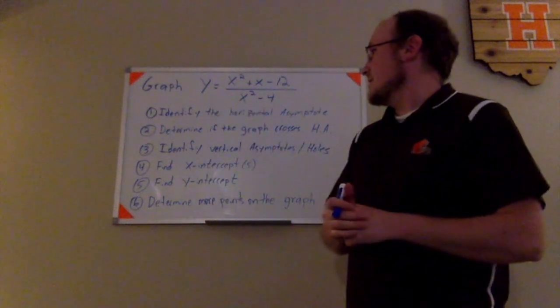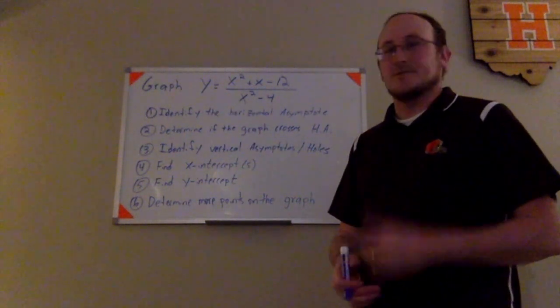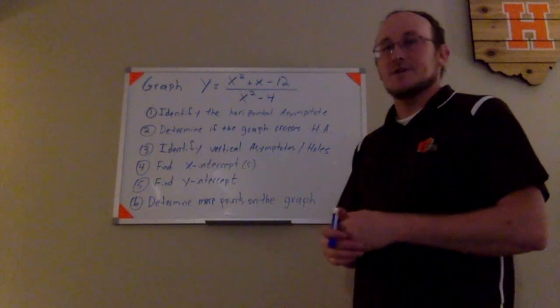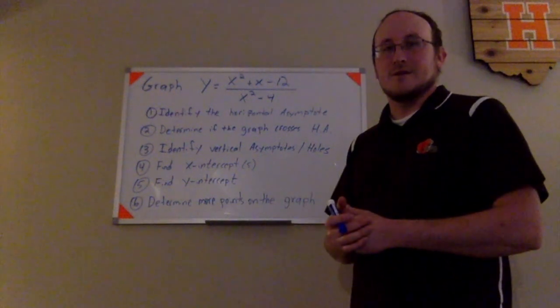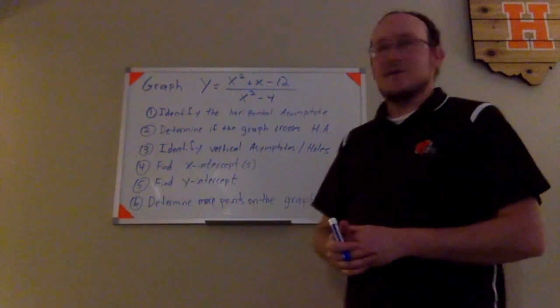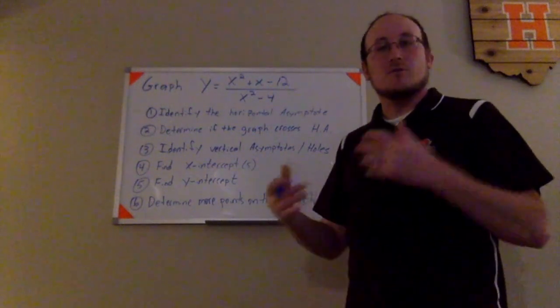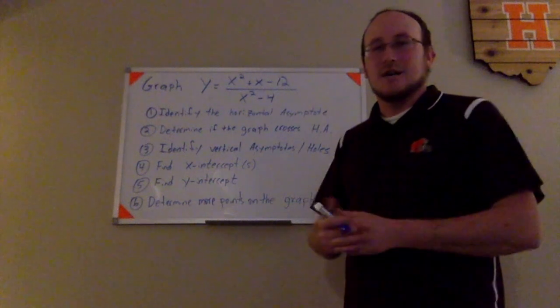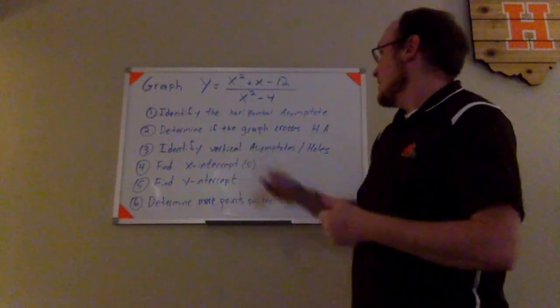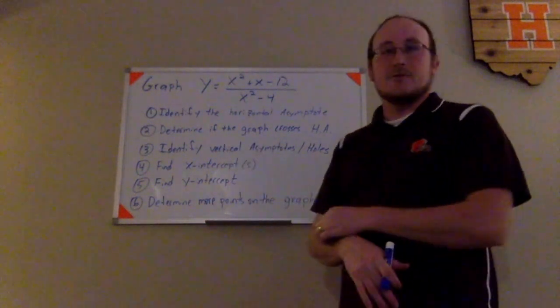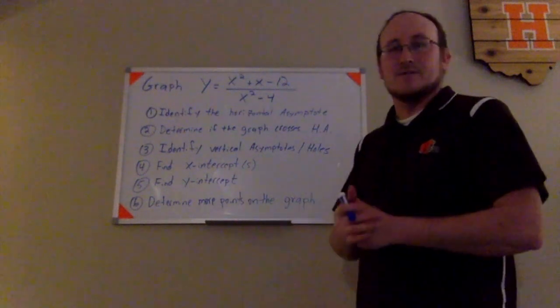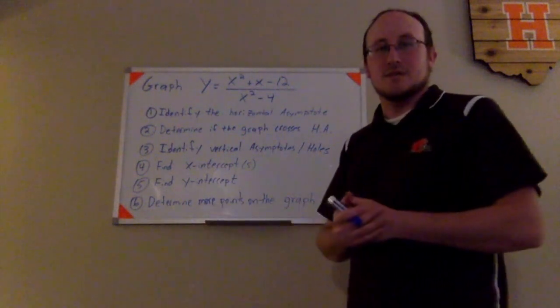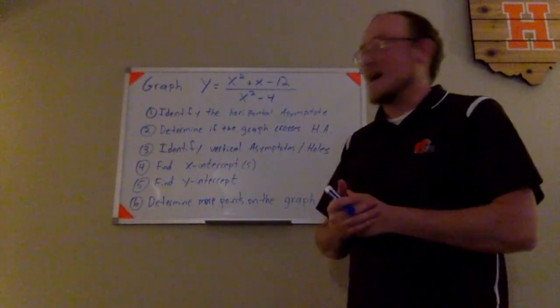The first thing that I want to do is identify the horizontal asymptotes. We talked about how to do that in other videos. It has to deal with the degree of the numerator and denominator. Once we do that, then we will determine if this graph is going to cross its horizontal asymptote or not. It may or it may not. We'll look at that here later on too. Then we will identify any vertical asymptotes and holes from our points of discontinuity and determine that based on what type of discontinuity we had.